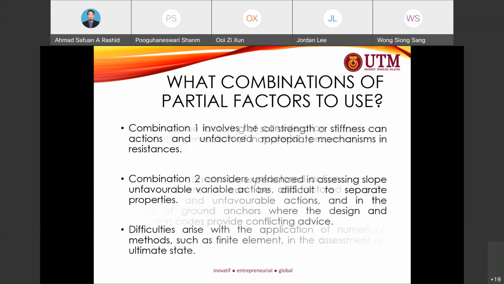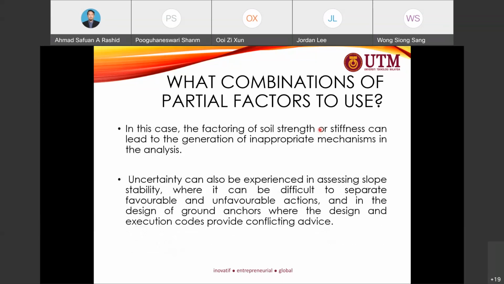In this case, the factoring of soil strength or stiffness can lead to the generation of inappropriate mechanisms in analysis. Uncertainty can also be experienced in assessing slope stability, where it can be difficult to separate favorable and unfavorable actions, and in the design of anchors, where the design and execution codes provide conflicting advice. However, the Malaysian standard does not include the case for anchors yet.